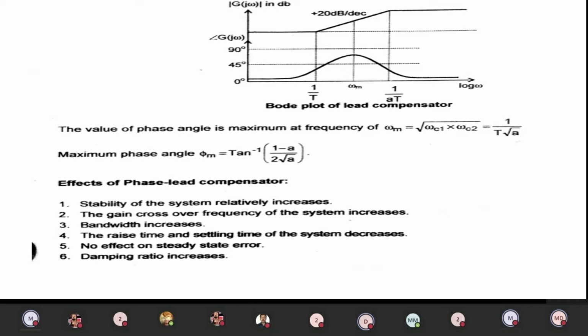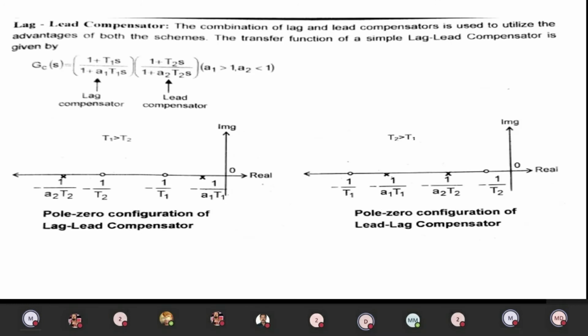And then we can have the lag lead compensator and the lead lag compensator. The transfer function is given, and we also have a pole zero placement for the lag lead and lead lag compensator. You can see it. Okay, and then here you can see the lag network compensator and the lead network compensator.